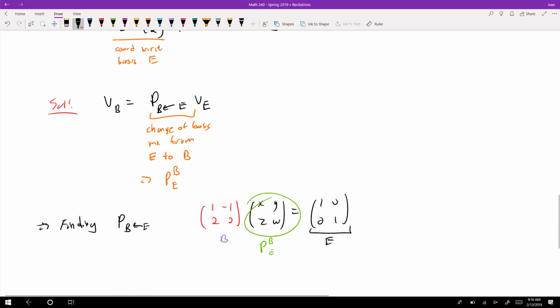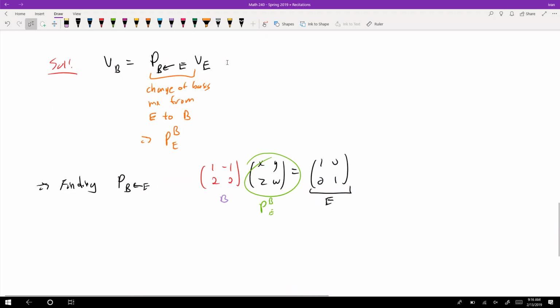So to find this matrix, what we can do is put together an augmented matrix where we put our basis B on the left and we put our basis E on the right. And that's why this notation is so good, because it literally tells you what goes on the right and what goes on the left. Now what do we do? Well, the goal is to reduce the left-hand side down to the identity matrix, and the right-hand side will give you the change of basis matrix.